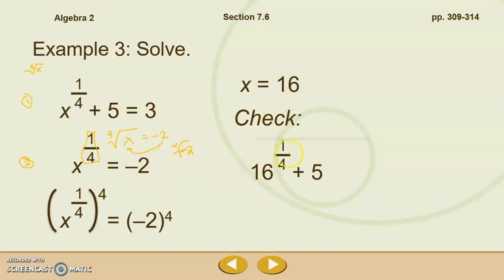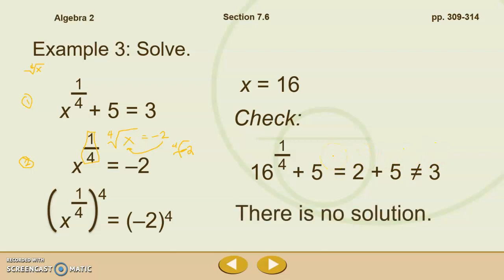When we plug in 16 to the 1/4 power plus 5, what I get is 2. The 1/4 root of 16 is 2. The 4th root of 16 is 2. And 2 plus 5 equals not 3. It equals 7. But according to our original problem, x to the 1/4 power plus 5 equals 3. So that did not work. That 16 was an extraneous solution. Didn't work. It's the only solution we got, so therefore there is no solution.